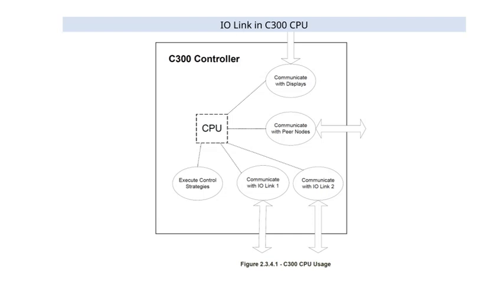Now, let's take a closer look at the I/O link in the C300 CPU. This feature is a crucial part of modern automation systems, as it enables seamless communication between the controller and connected devices. By integrating I/O link directly into the C300 CPU, we achieve a more streamlined and flexible setup. This means easier configuration, better diagnostics, and improved data exchange with sensors and actuators. Overall, the inclusion of I/O link enhances our system's efficiency and scalability, making it a vital component for advanced automation solutions.